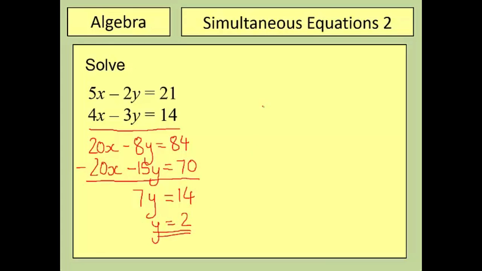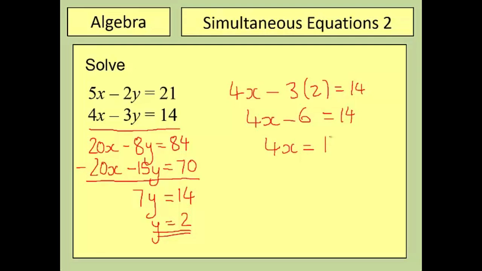And then we take 2 and substitute it back into one of these. I'll go for the second equation. So we have 4x, subtract 3y, but I know that y is 2 now, equals 14. In which case 4x, subtract 6, equals 14. So 4x is 14 plus 6 to both sides. And then 4x equals 20. In which case x must be 20 divided by 4, which is 5.